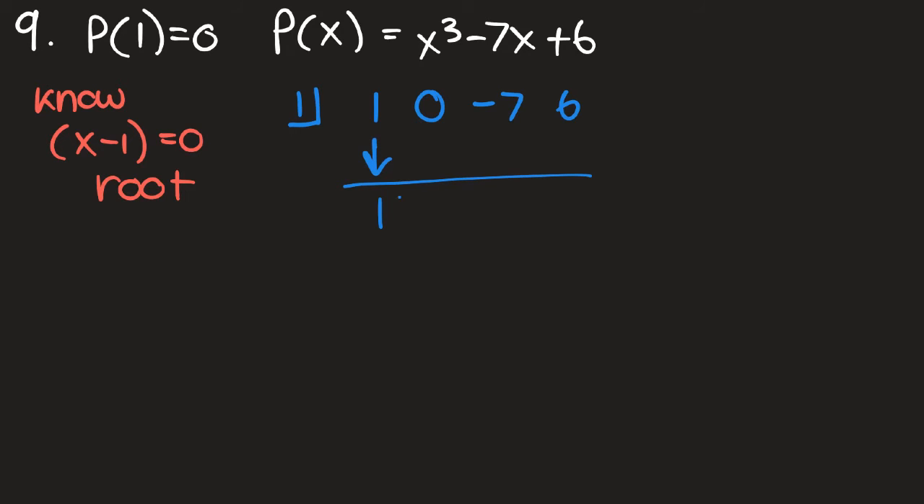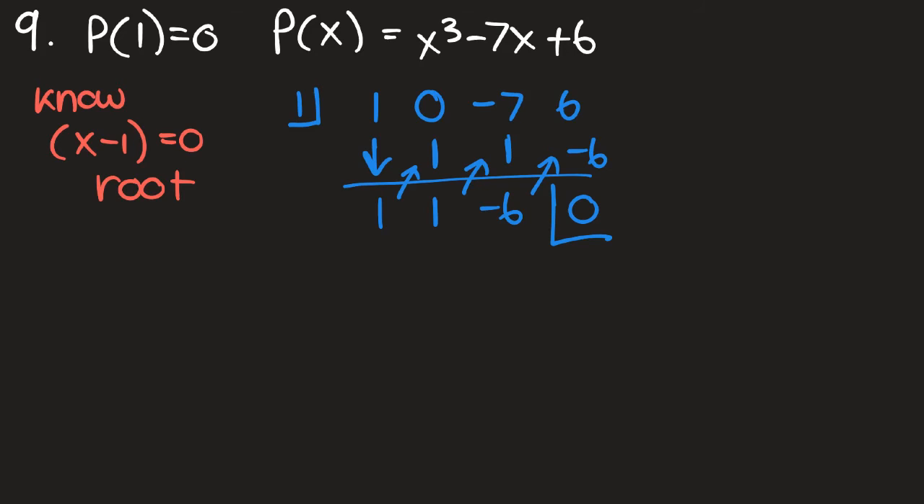1 times 1 is 1. I'm going to add them together. I get 1. 1 times 1 is still 1. Negative 7 plus 1 is negative 6. Negative 6 times 1 is negative 6. We add them together, we get 0. So right here, this does match the fact that when I plug in 1 for synthetic division, I do get 0, so I do not have a remainder, which does mean that it's a factor.